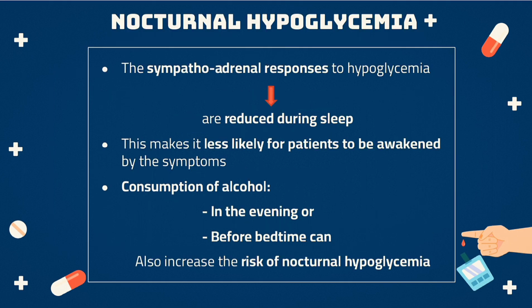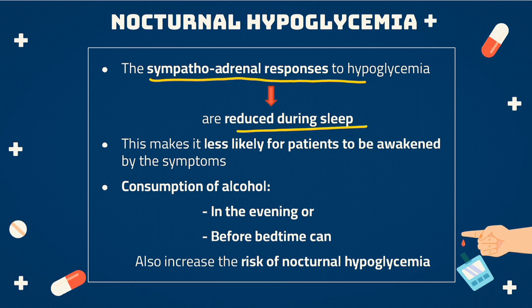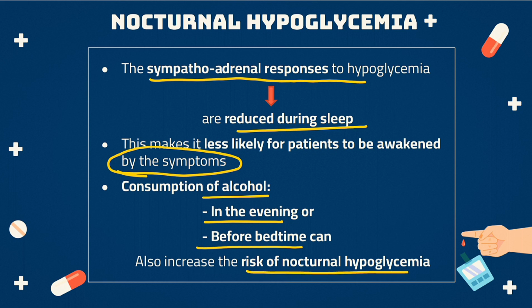As there are reduced sympathoadrenal responses to hypoglycemia during sleep, the patient is less likely to be awakened by the symptoms of hypoglycemia during sleep. And this nocturnal hypoglycemia is common in those who consume alcohol in the evening or before bedtime, so this condition increases the risk of nocturnal hypoglycemia.